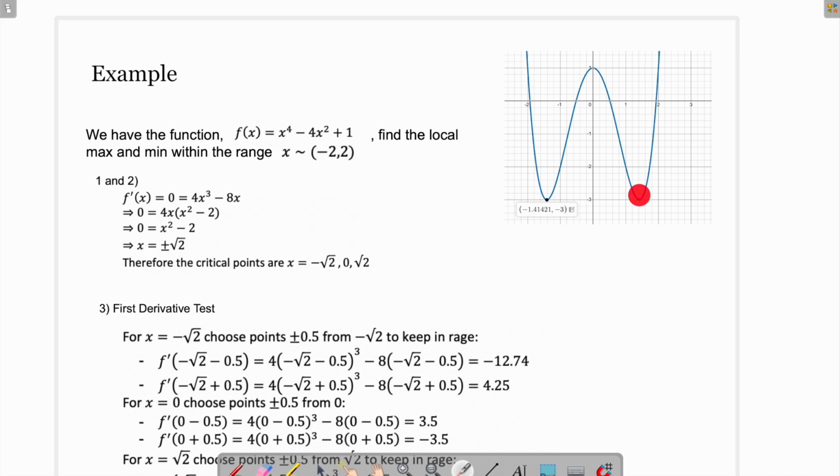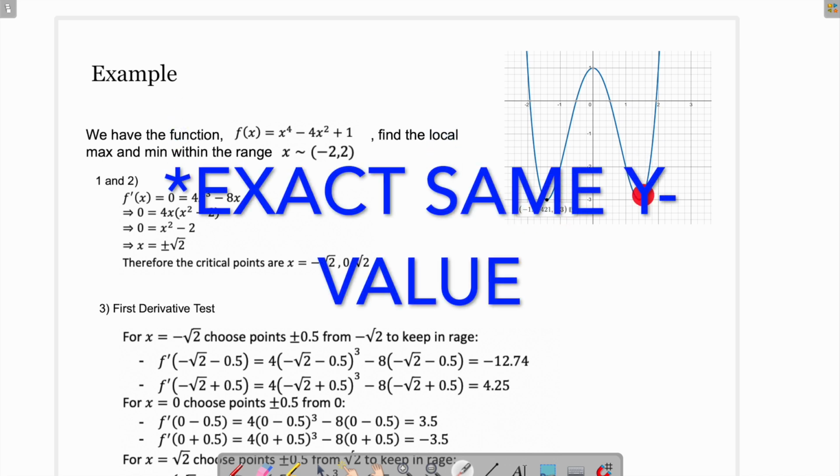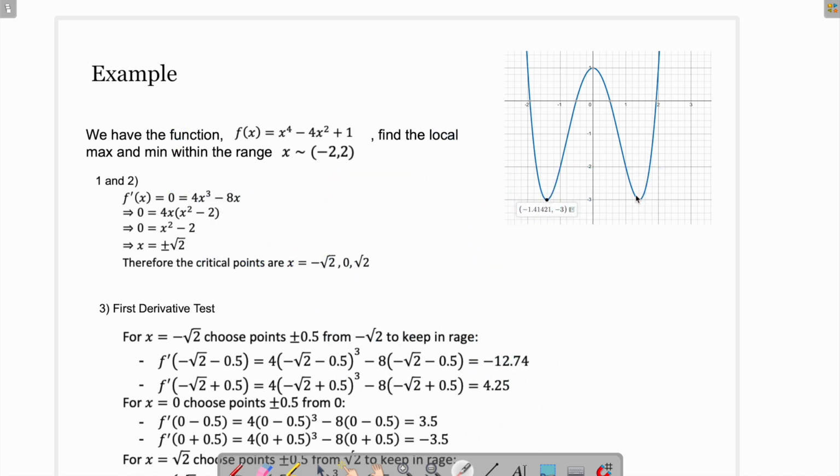We have two local mins, which is interesting because they're the exact same value as one another. These, as you can see, will produce the exact same set of coordinates. So there's two, but if one was slightly lower, then there would only be one. And we have one local max, as can be seen here. But let's go through it mathematically. Let's pretend we didn't have this graph and we wanted to find this, this, and this.